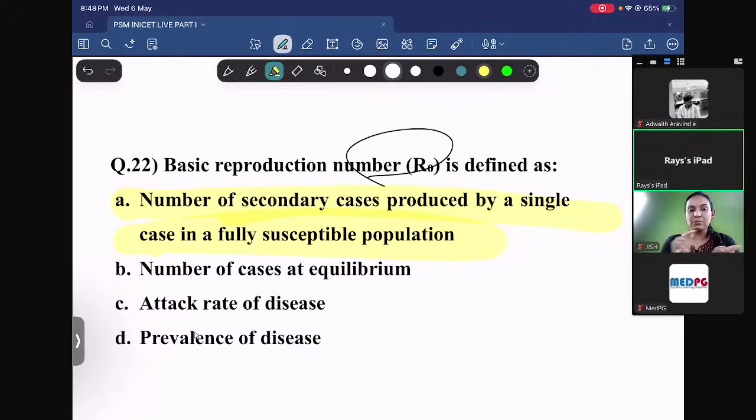And each of these two can again spread the disease to 2 more. So that keeps on propagating. That's what is the meaning of R naught. So it's the number of secondary cases produced by a single case in a fully susceptible population.